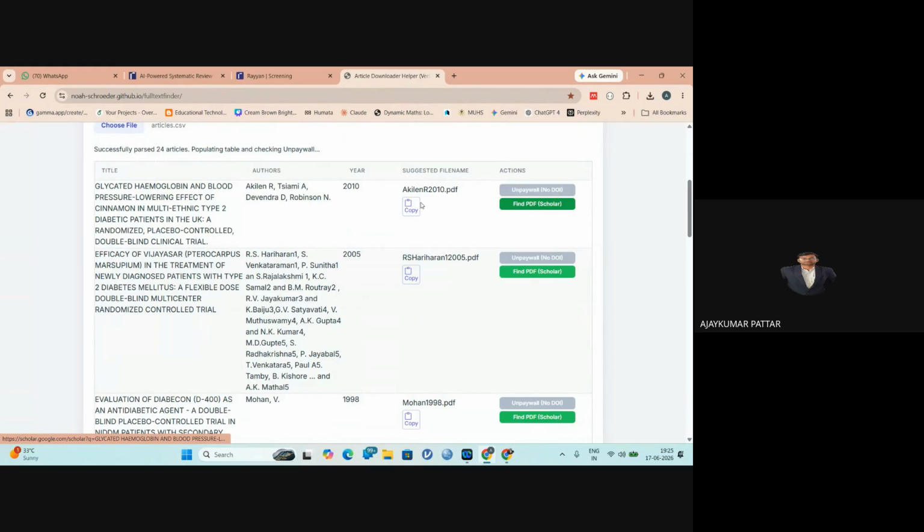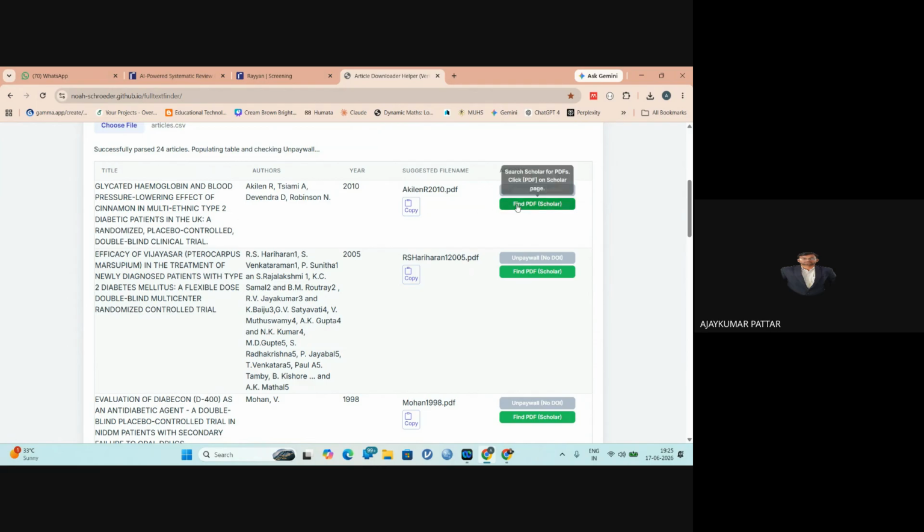So now what I will do, this particular author initial name and year. One of the best features of this website is it takes the initial author name and year of publication. So this format we need to save the PDF. Many a time we need this, even though it is automatically taking the initial name and year. So first I will copy the file name.